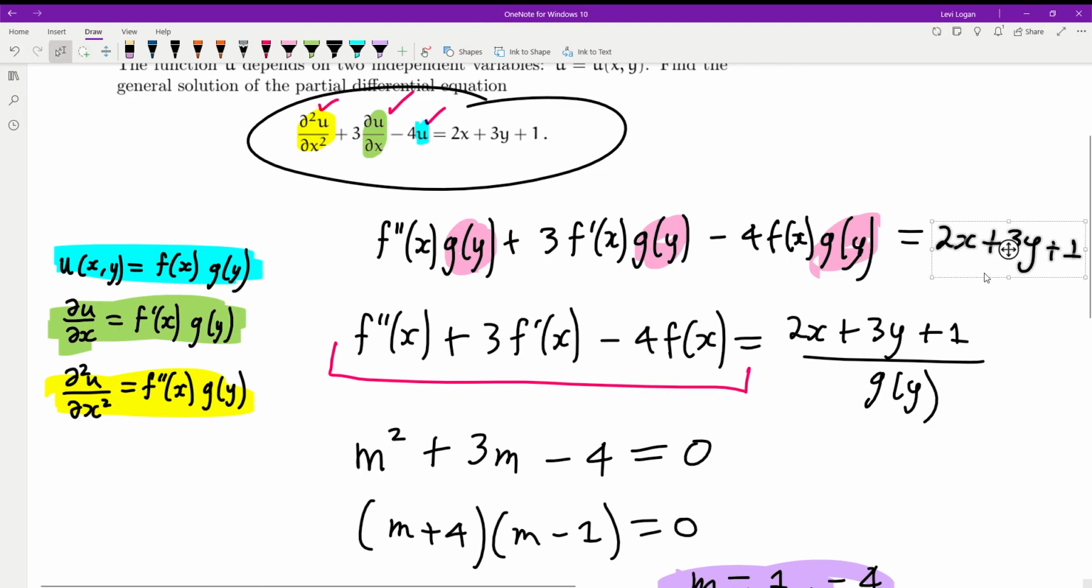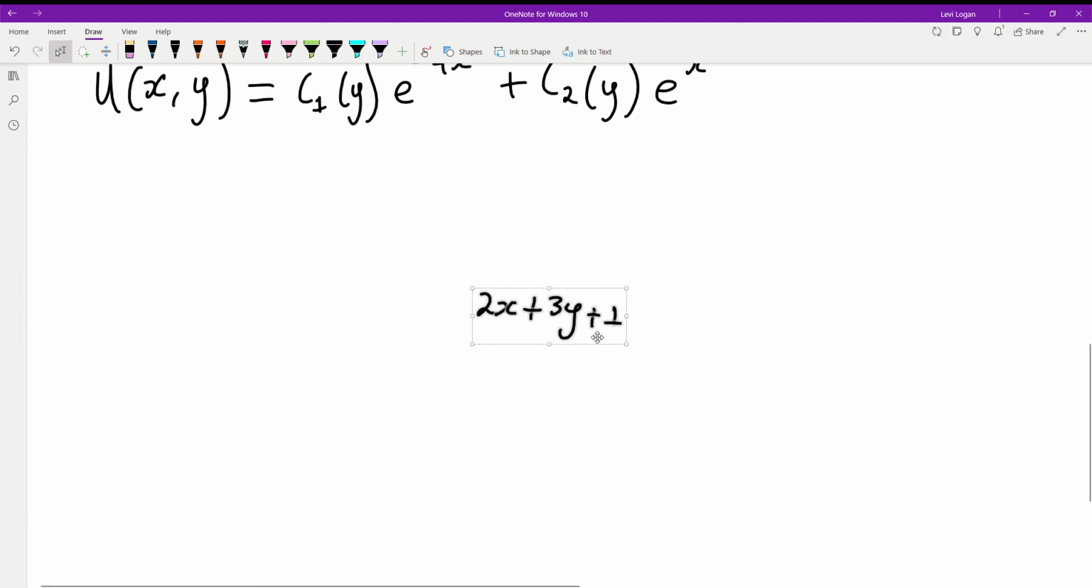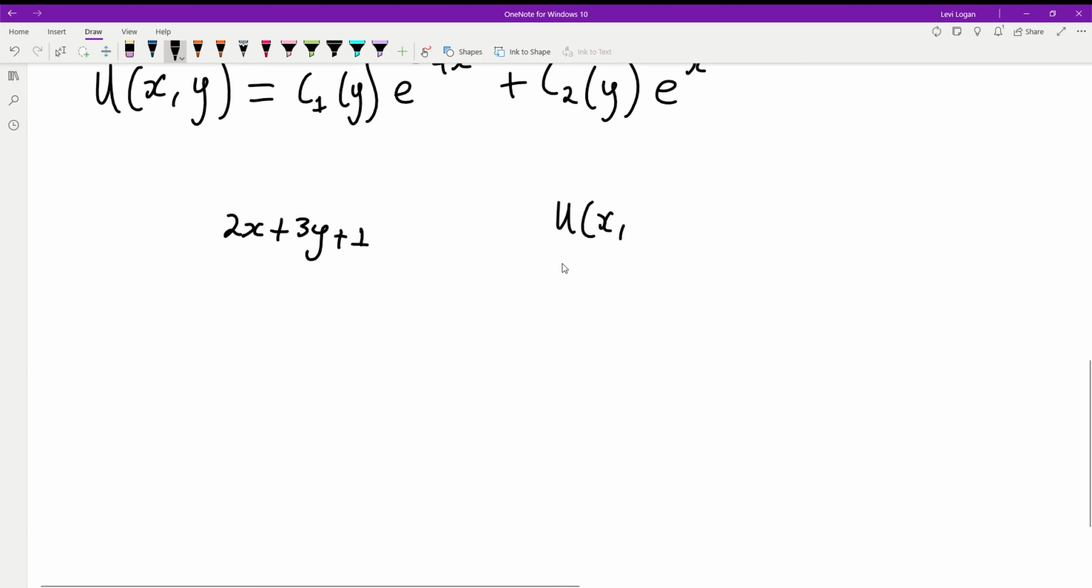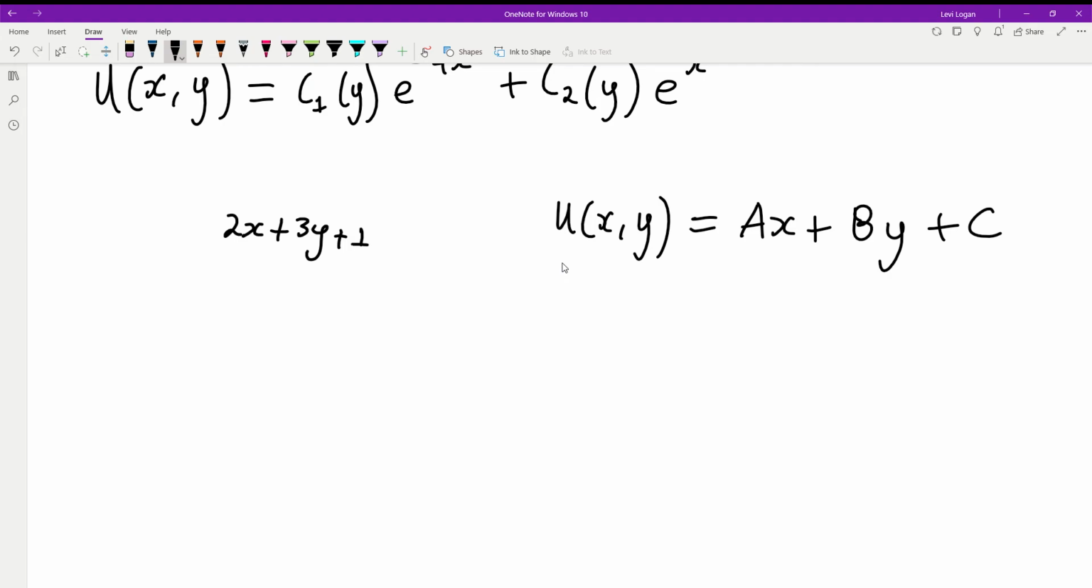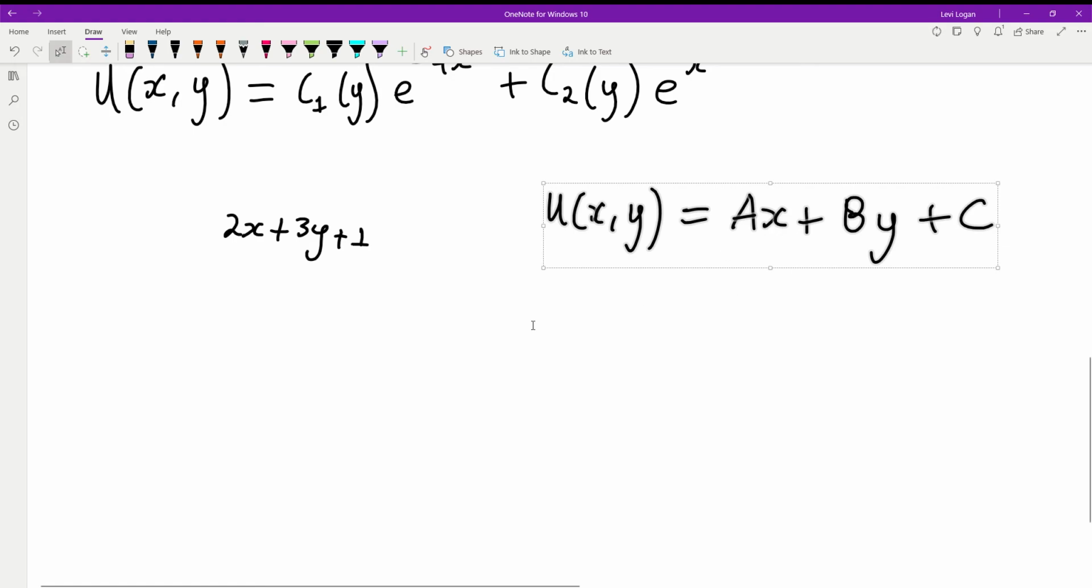Now the particular solution is taking into account this stuff over here. So here we're going to assume, based on this guy's structure, another function u of x and y looks like this: ax plus by plus c, where these are constants. So what we're going to do is assume a solution takes on this form here, and we're going to shove it into our PDE.